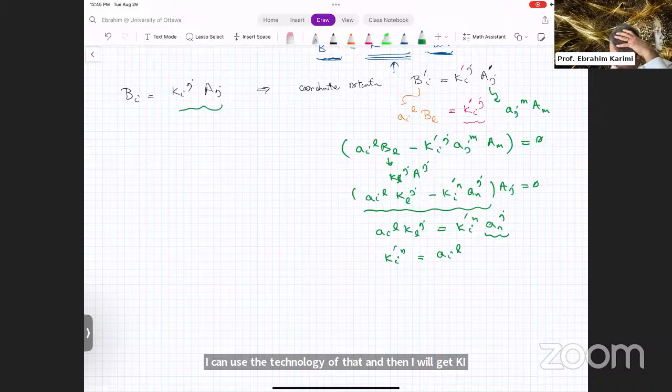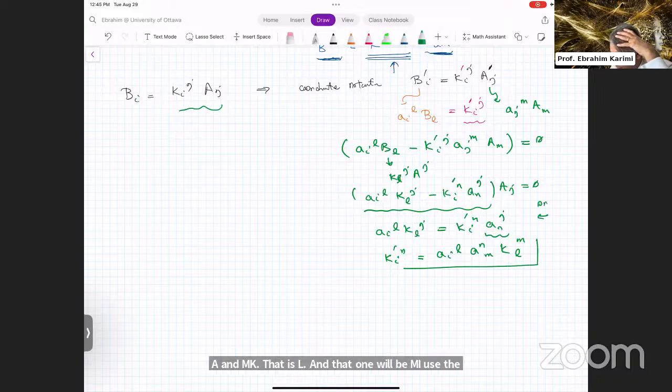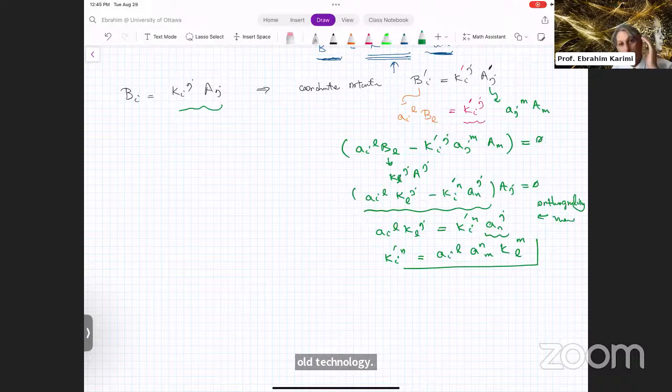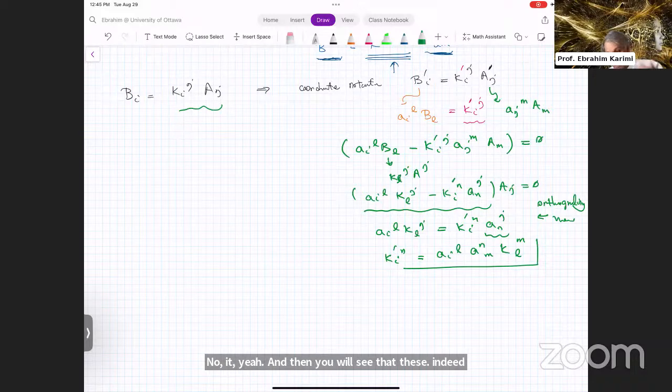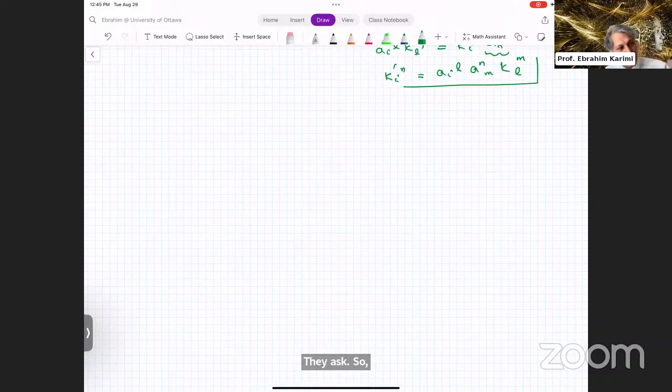And then I have N, M, K, that is L, and that one will be M. I use the orthogonality relation here. And then you will see that indeed the K_LM is a tensor of rank two and is not a scalar, as one of the students asked. So far, so good. Is there any question?